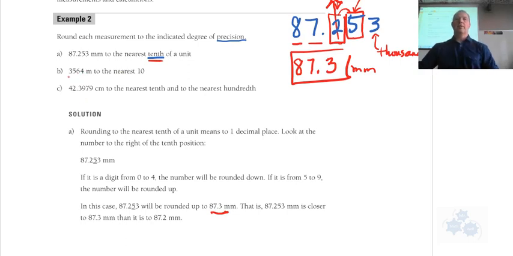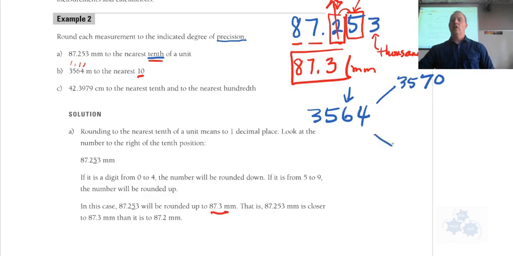Now this one right here, 3564 meters to the nearest 10. Well, the first number is ones, the second number is tens, the third number is hundreds, the fourth number is thousands. Okay? So, to the nearest 10, the nearest 10 would be this number right here, the tens spot. So should we round this number to 3570, or should we round it to 3560? That's the question. Which one is this one closer to?